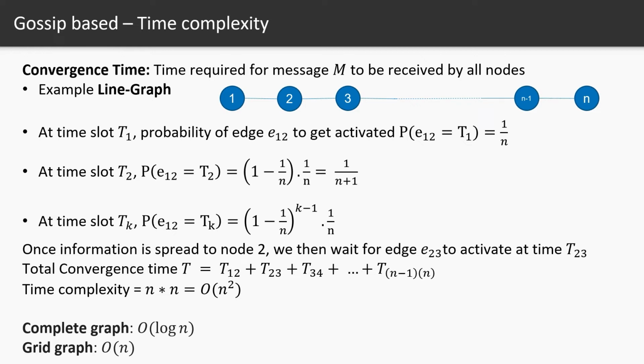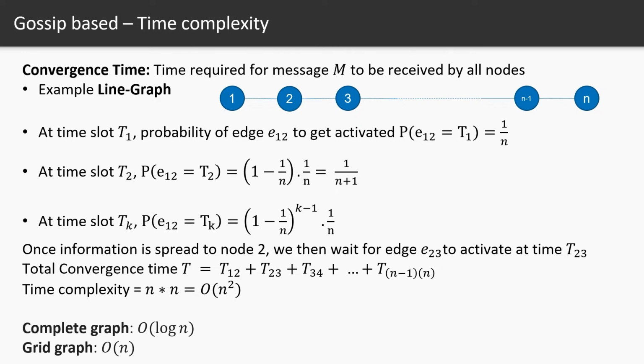Once information is spread to node 2, we then have to wait for the edge E23 to activate at time T23. This T23 is the time to wait to see the activation of edge 23, which is a geometric random variable with parameter 1 over n. So the total convergence time T will eventually be the sum of the times taken by every single edge to get activated. Hence the time complexity is O(n^2).